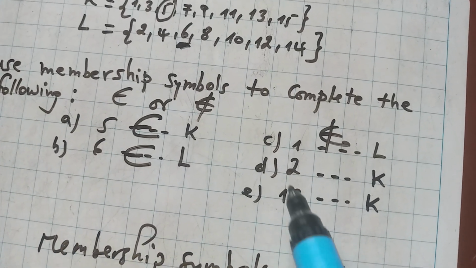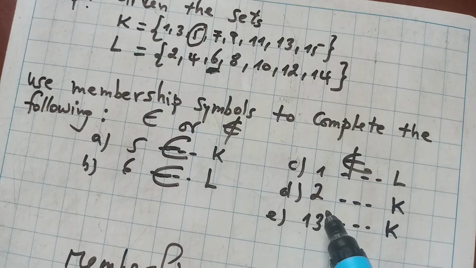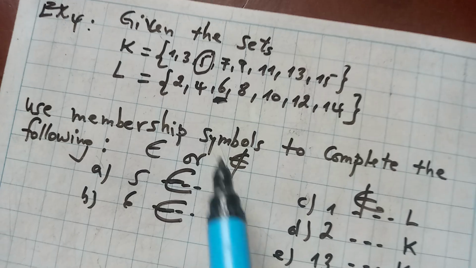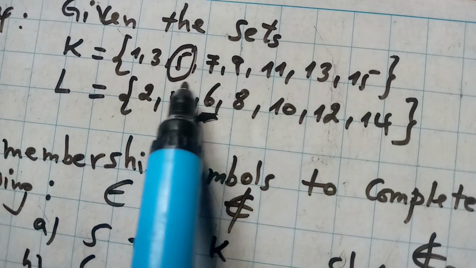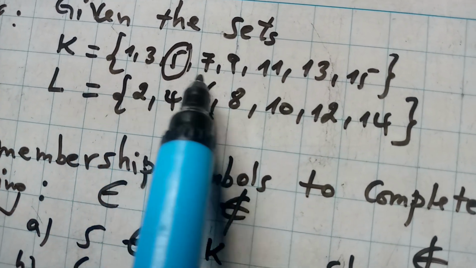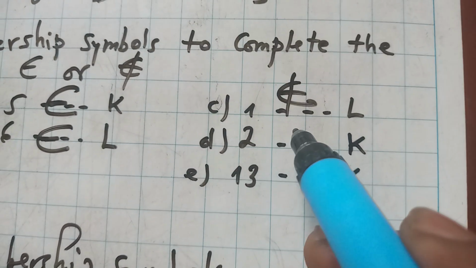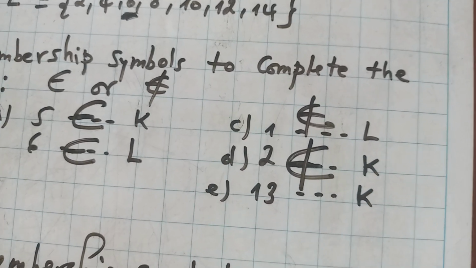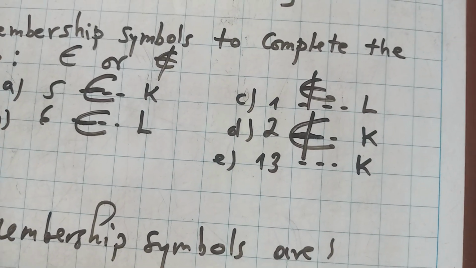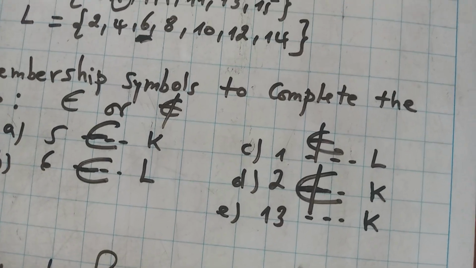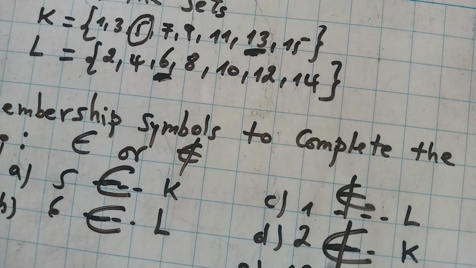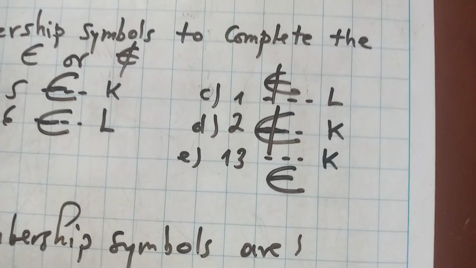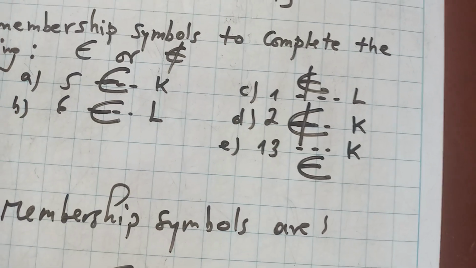For D, 2 dash dash K. 2 is not a member of, we don't have a 2 here. You see? In set K, we don't have any 2. So this 2 here is not a member of set K. But 13, you see, here I have 13 in K. 13 in K, you have to say that 13 is a member of set K.